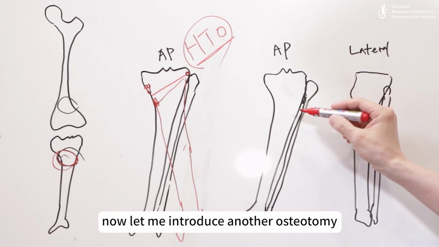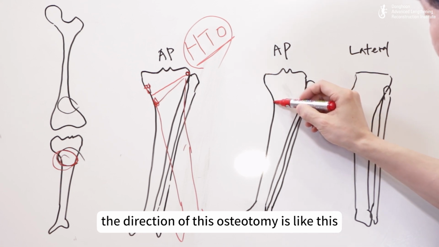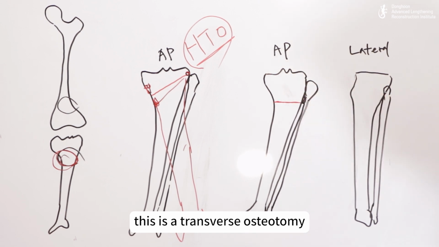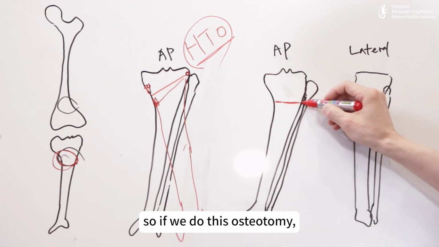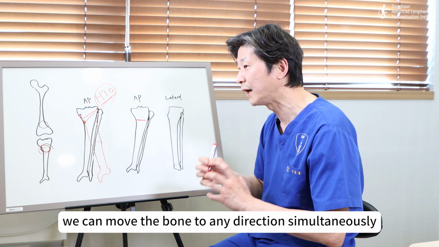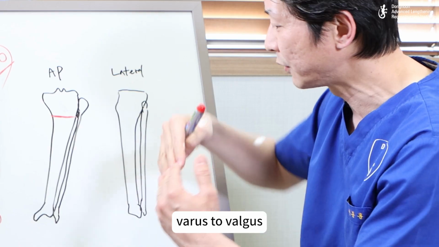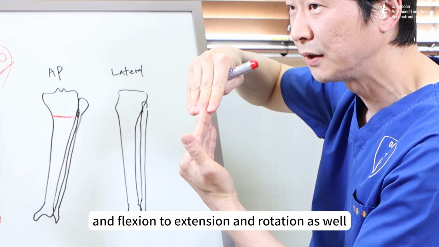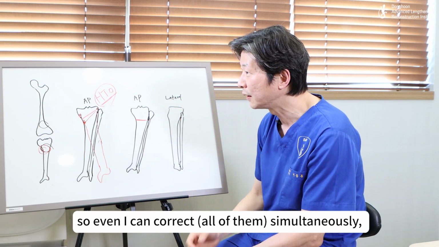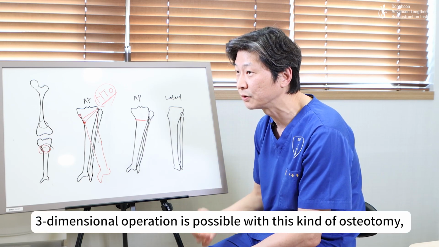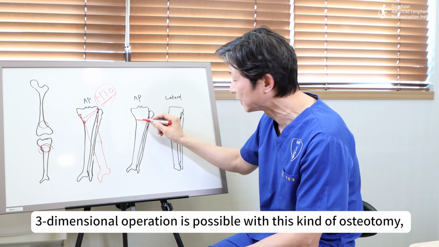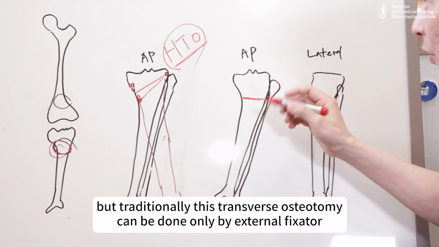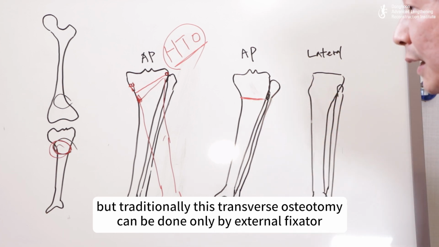Let me introduce another osteotomy. The direction of the osteotomy is like this. This is a transverse osteotomy. So if we do this osteotomy, we can move the bone in any direction simultaneously. Varus to valgus and flexion to extension and rotation. So I can correct simultaneously, three-dimensional correction is possible with this kind of osteotomy. But traditionally, this transverse osteotomy can only be done with an external fixator.